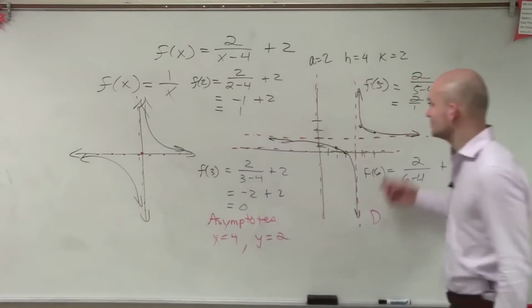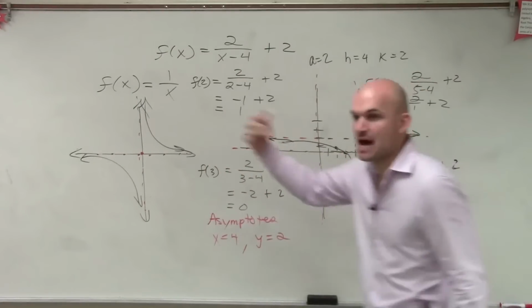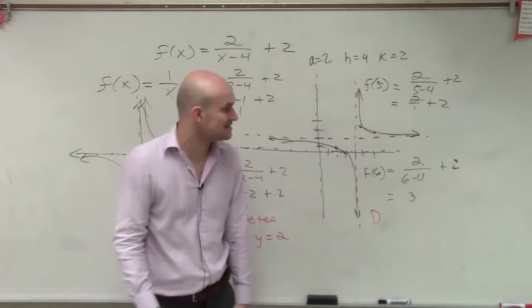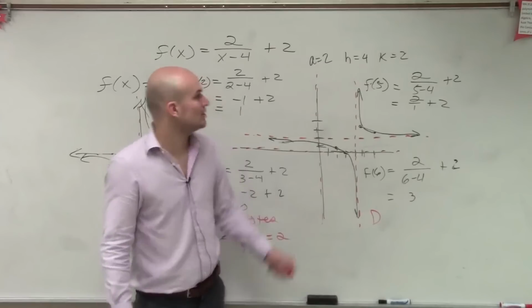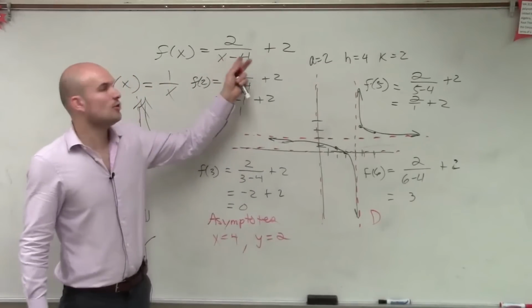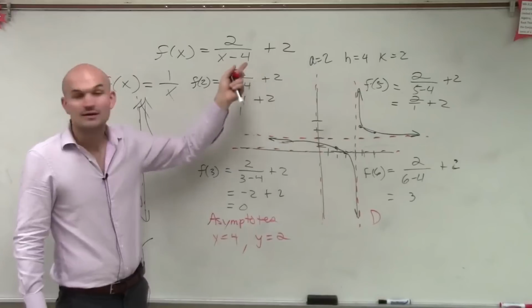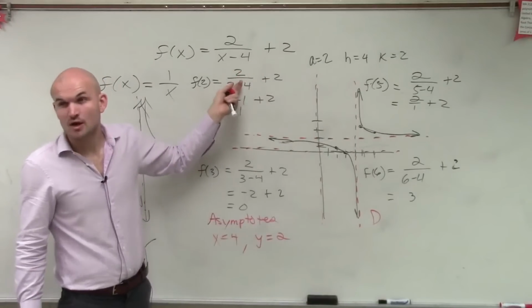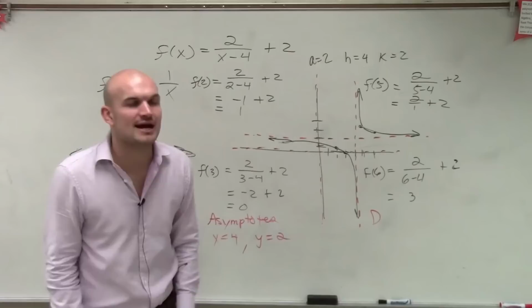So the domain, we don't have any restrictions except for one value we cannot plug into our function. Would it be 0? Well, what happens if we put in 0? 0 minus 4 is -4. 2 divided by -4 is -1/2. So yeah, we actually can evaluate for 0. What value can I not put in for x? Destin, what value can I not put in for x?